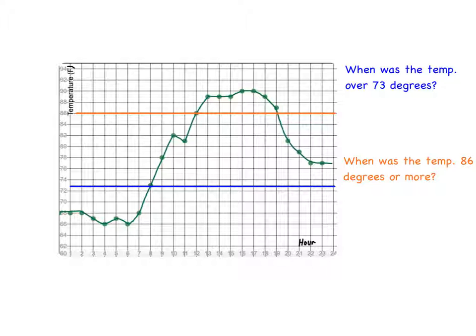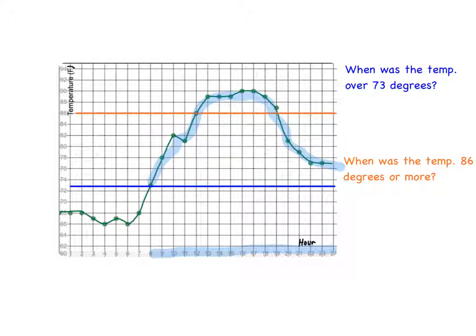All right. So what I've done here is I've got a line here where 73 degrees is, and so we'd say, when is this graph of the temperature over 73 degrees? And so we would see it's this period here. This is all the time where the graph is over 73 degrees. So what x values does that incorporate?